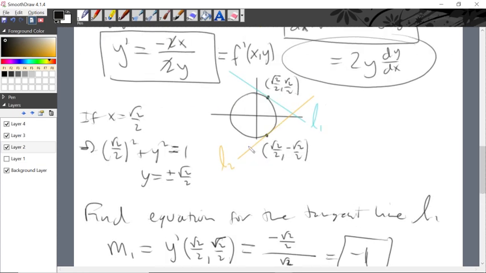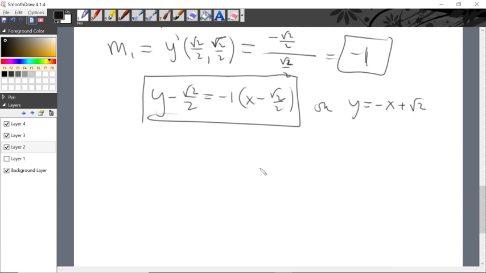And how about an equation for tangent line L2, which goes through the coordinates root 2 over 2, negative root 2 over 2? We can find the slope of that tangent line by going to our y prime formula here, negative x over y, and plugging in the x and y coordinates for that point.